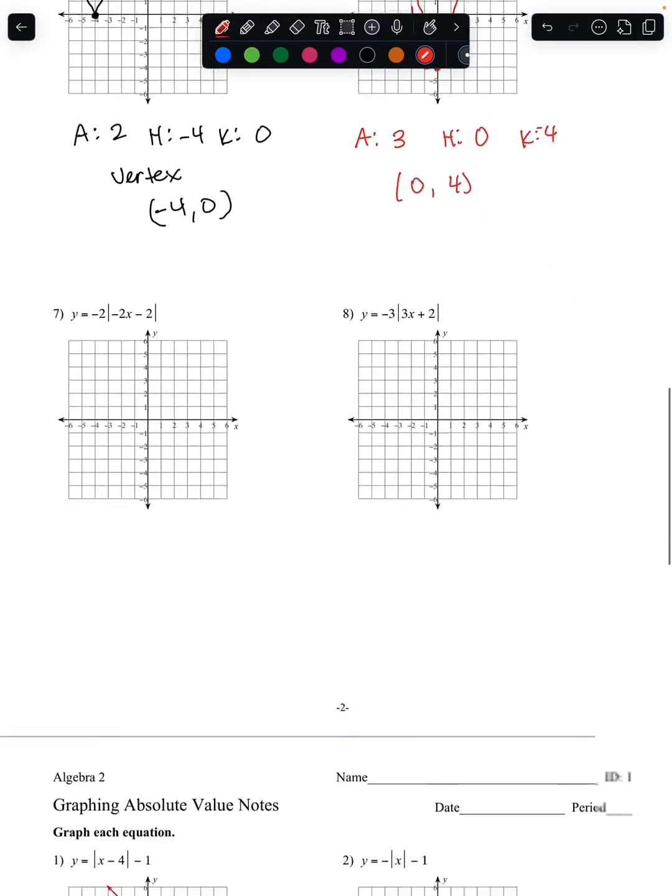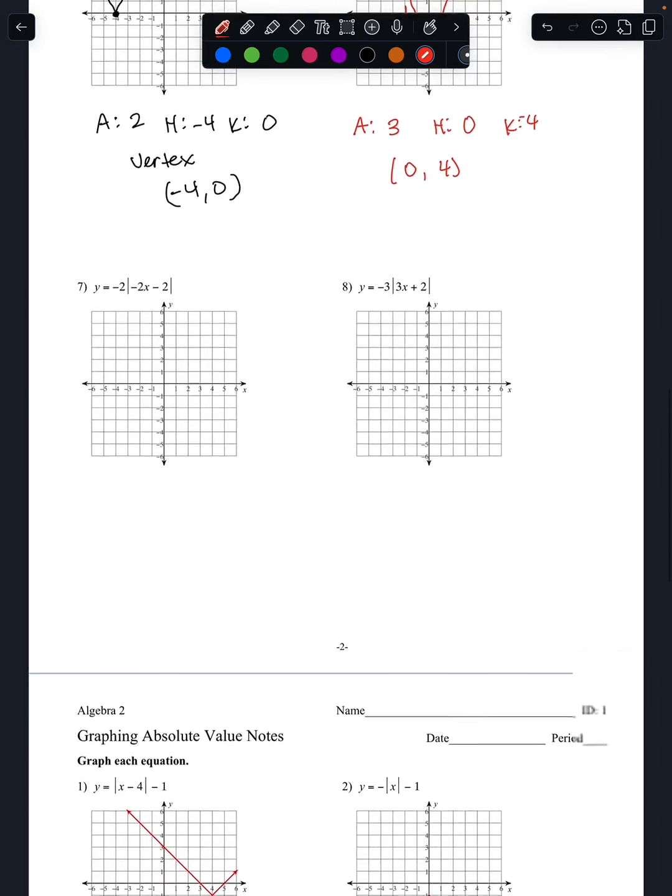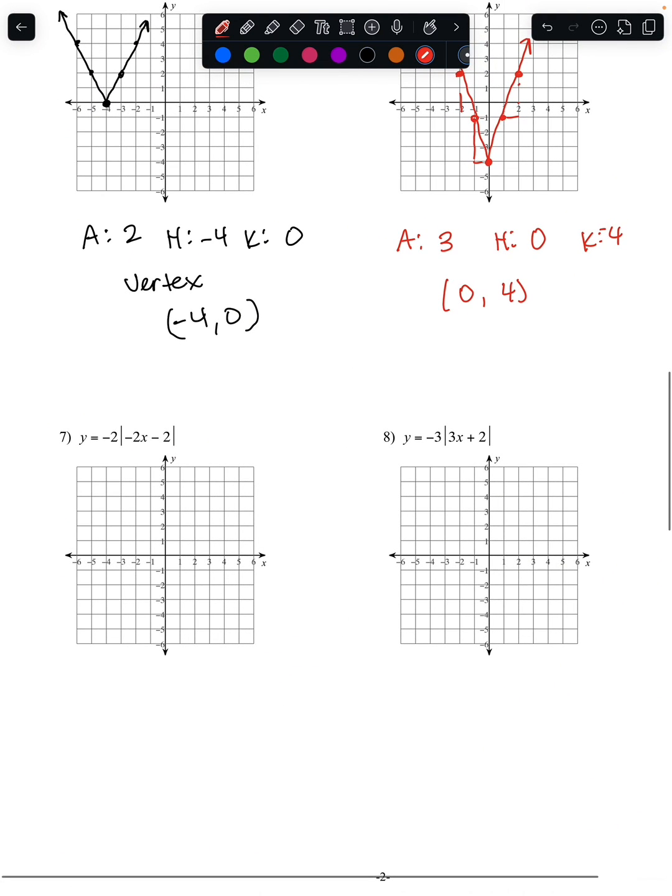Now, what happens when I start getting, how many I got left? Oh, just 2. What happens when I start getting stuff on the inside and the outside and things start getting crazy? If all else fails, make a table. Okay? So we're going to do number 7, and we're going to make a table. Although we don't really have to, we're going to make a table on these last 2 so you know how to make a table. Okay? So, A, H, K. So, what is my A? -2.